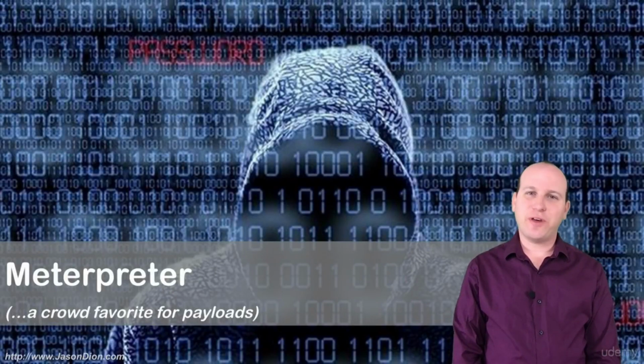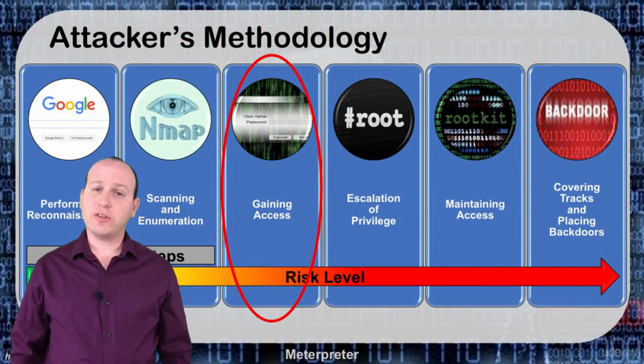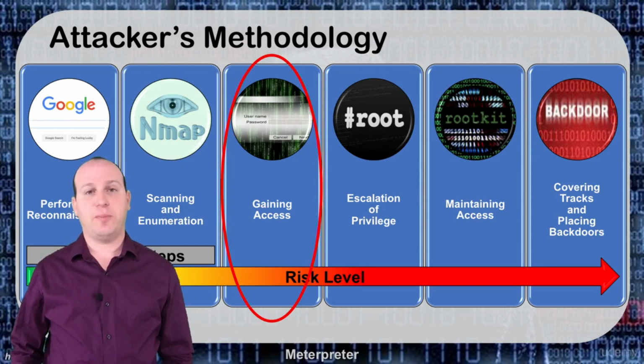Meterpreter, a crowd favorite for payloads. So we've talked about bind and reverse payloads, and now we're going to talk about Meterpreter. Meterpreter again is going to be used in our gaining access, and then we're going to use that throughout the rest of our stages: our escalation of privileges, maintaining access, and covering our tracks and setting our backdoors.